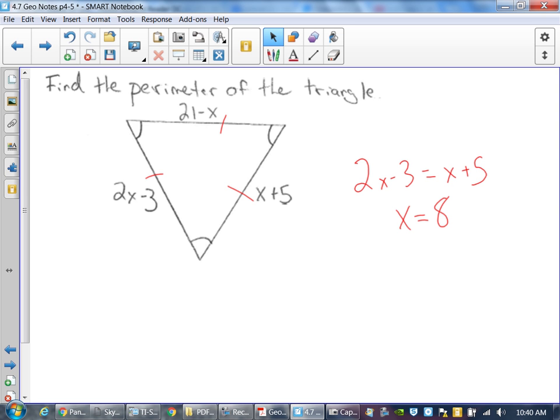Now, it says to find the perimeter. Is my perimeter going to be 24? No, because I have to substitute the value of x back in. And that's the thing that you have to remember to do. So, what's 8 plus 5? 13. What's 21 minus 8? 13. 2 times 8 is 16. Subtract the 3, it is 13. Now, the only reason why I did that for all 3 parts was just to double check to make sure I didn't do something stupid. Okay? So I wanted to substitute back in. Now I add up 13, 13, and 13, and I get a perimeter of 39.